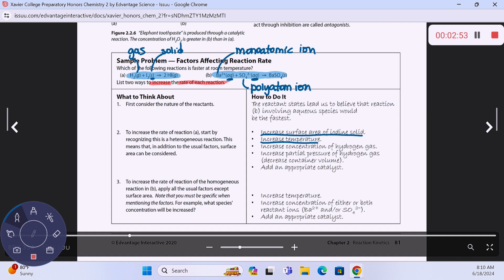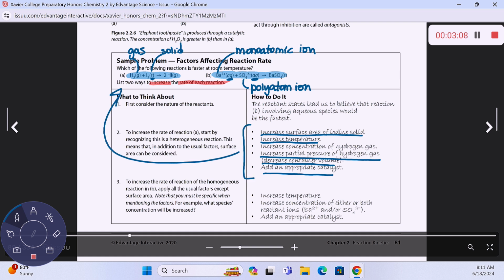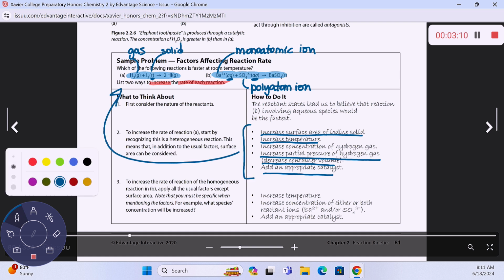You could increase the concentration of the hydrogen gas or increase the partial pressure of the hydrogen gas. You could decrease the volume of the container, which would increase its partial pressure. Or you could add a catalyst. Okay, so all of this pertains to this first reaction here.